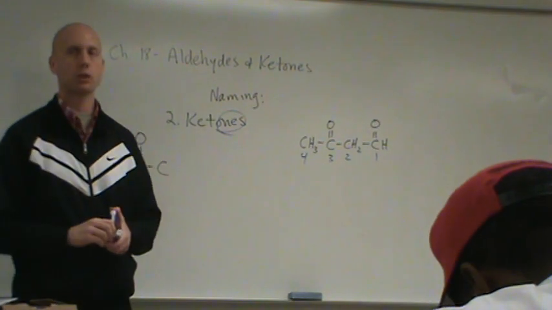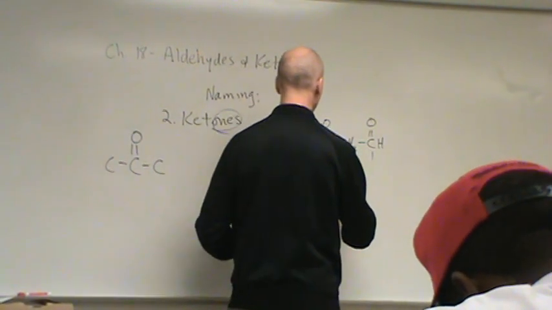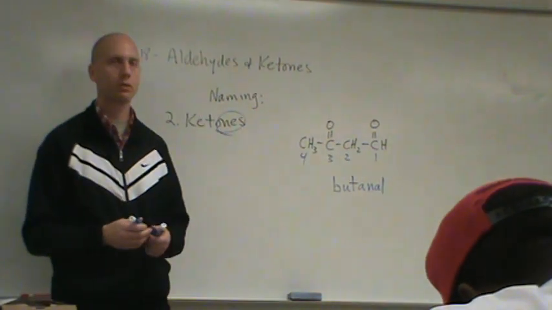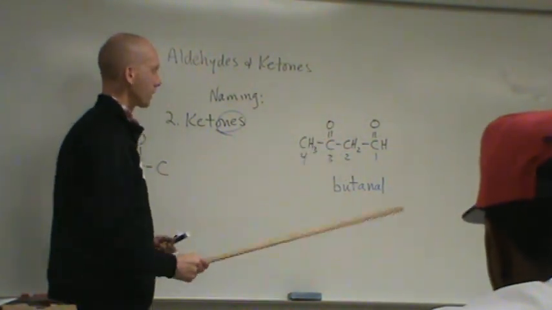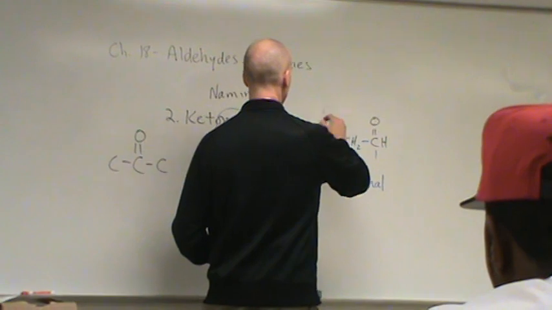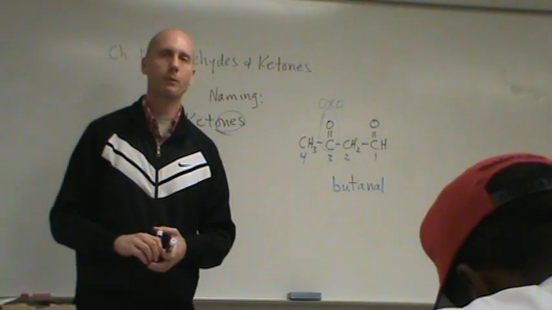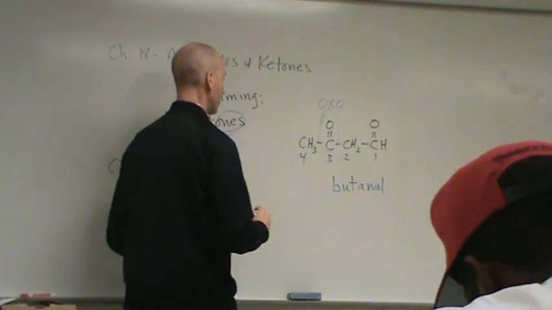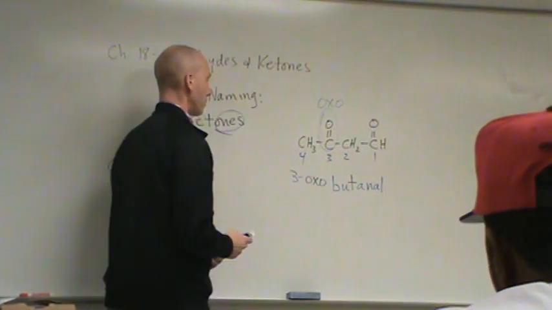So it's a 4-carbon aldehyde, which would be butanal. Again, I don't need a number for where that aldehyde is. But now, what am I going to call this carbonyl on 3? I have to let the reader know there's a carbonyl. This is what's called an oxo group. A carbonyl that's not part of the parent chain we call the oxo group. So this would be 3-oxobutanal.